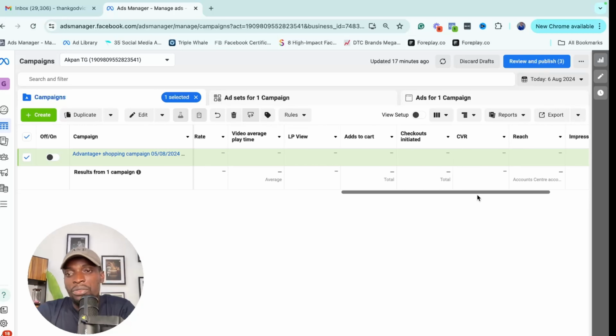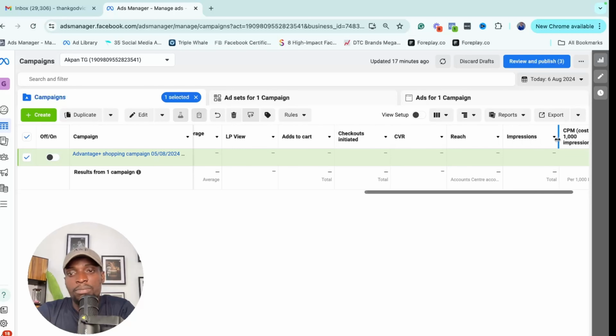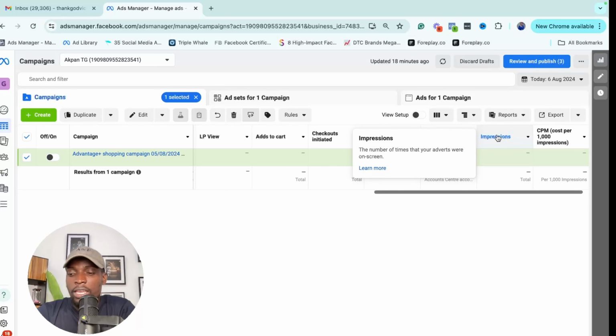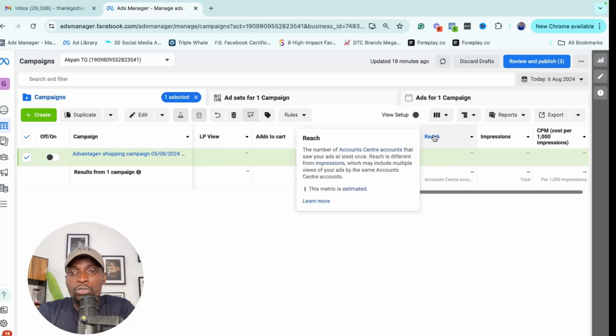After that is the reach, impressions, and my CPMs. These are already metrics that are in the Ads Manager. They show you the number of people you have reached that saw your ads, and most people don't know that reach is actually different from impressions. Do you understand that? It is a very different metric. Impressions are the number of times that your ads were seen on the screen, while reach shows you the people that saw your ad at least once. So it's a very different metric to pay attention to there.